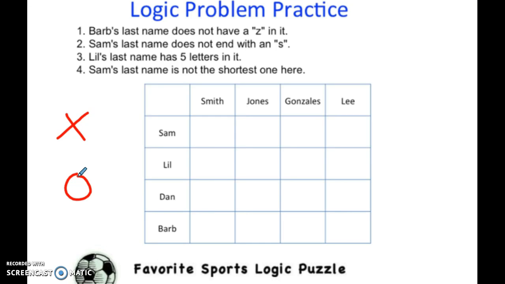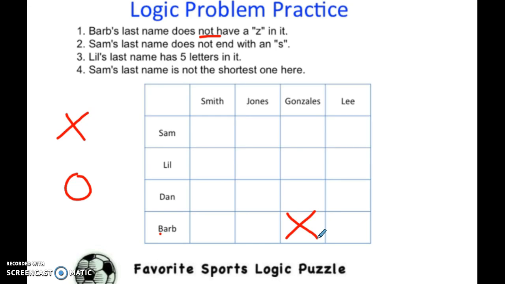So let's do a practice one before you try the rest of them on this page. Number 1 says Barb's last name does not have a Z in it. Okay, so I'm going to take right here, I'm going to put at Barb. I'm going to X out the last names with a Z in it because she does not have it. Right, that's an important word. Not. Okay, so Smith, Jones, Gonzalez, Lee. The only one she does not have would be Gonzalez. Okay. That doesn't mean it's anything else. We just know for sure it's not Gonzalez because it has a Z in it for Barb.